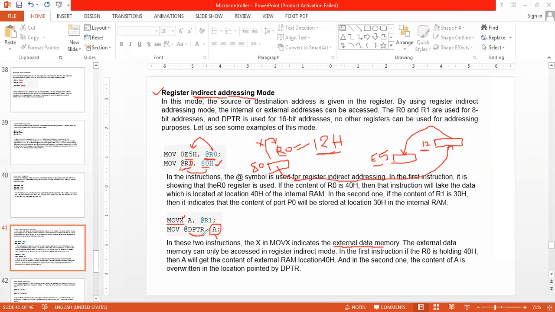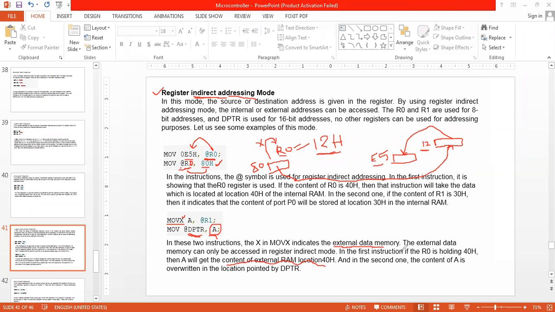Then that data is going to be sent into the external memory. And whatever the data I want to take from external memory inside the 8051, then also DPTR is going to point to the external memory, and A is going to hold the data taken from the external memory into this 8051. Move external, even the external memory locations, and A will get the content from external RAM memory location 40H.